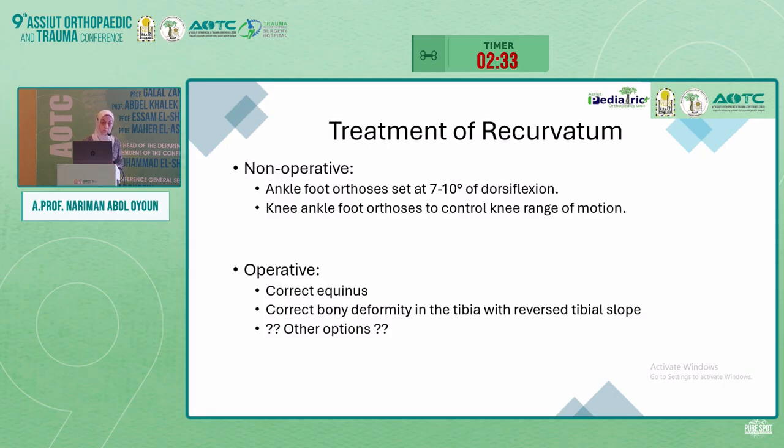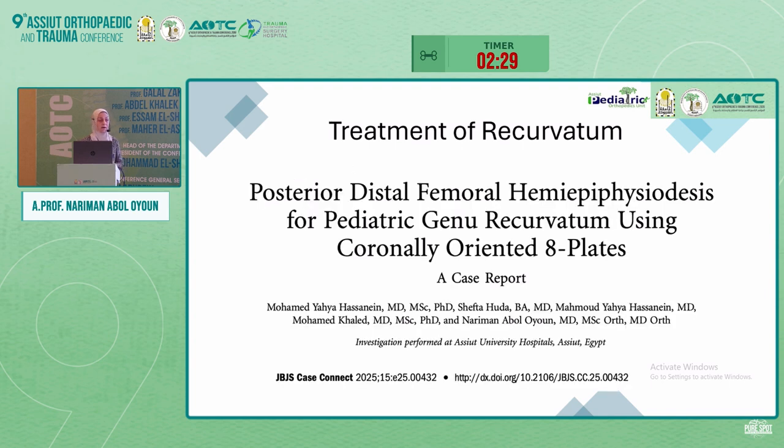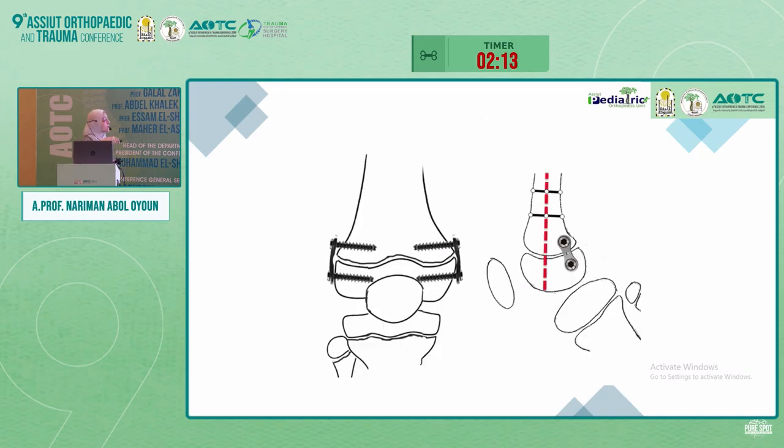Are there other options? So far, there wasn't, and that's why we tried to implement our strategy in inserting the 8 plates in a coronal orientation, again in the back of the femur instead of in front of the femur, and we published that in the JBJS Case Connect just last year. So following the same principles, instead of using the plate in front of the midline in the lateral view, we decided to use it behind the midline in the lateral view and inserting both screws.